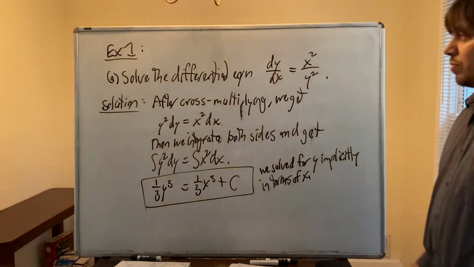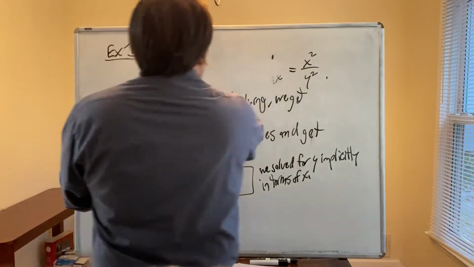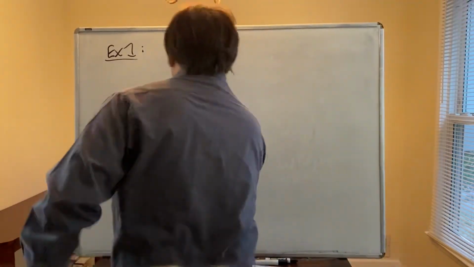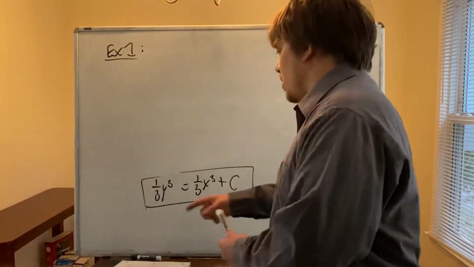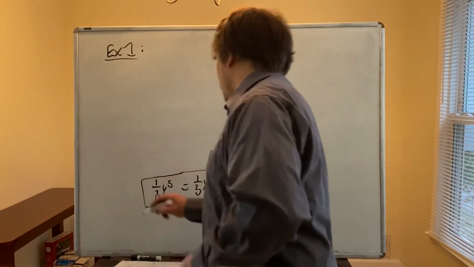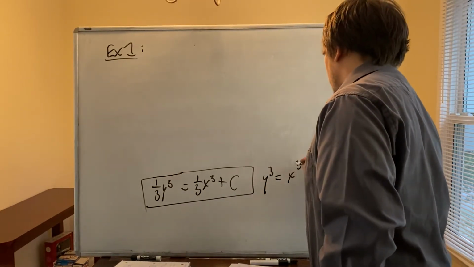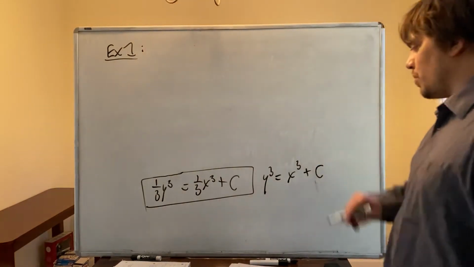Okay, so let's go to part B, where we're going to use the solution of that same differential equation. We can solve for y explicitly in terms of x, right? If we did that, first we have y cubed is equal to x cubed plus 3c, which is then its own constant, which I can still call c.